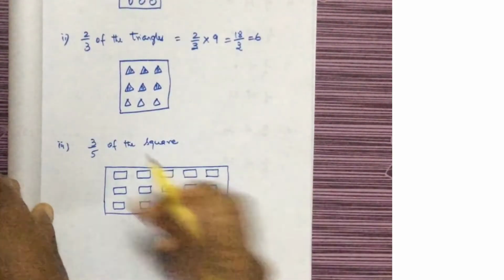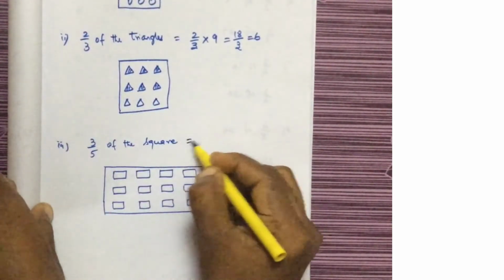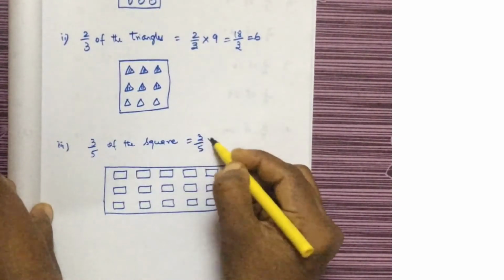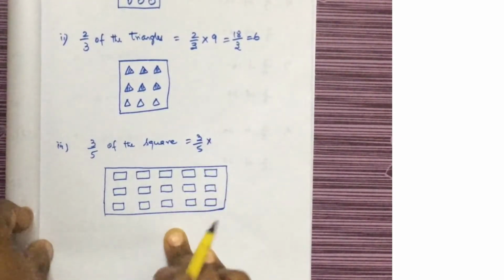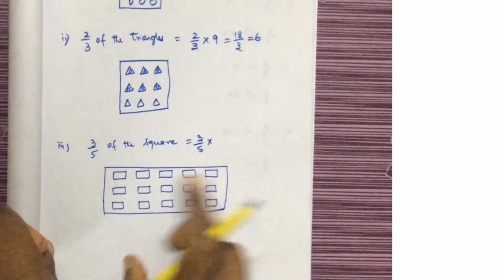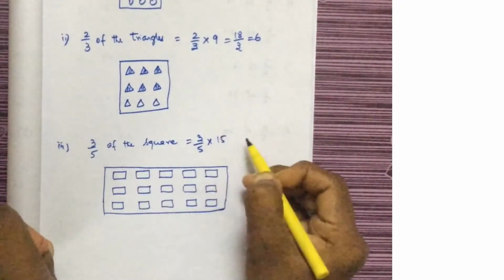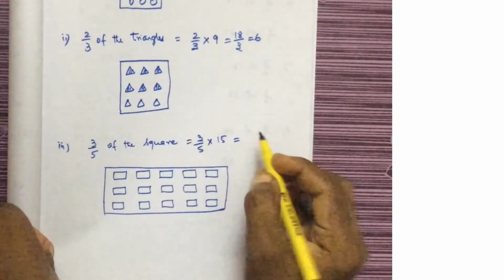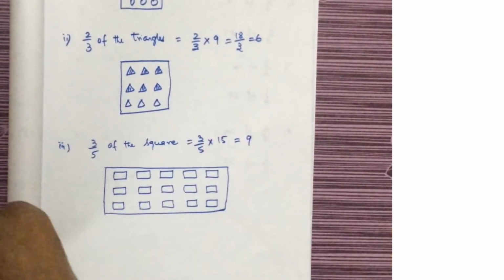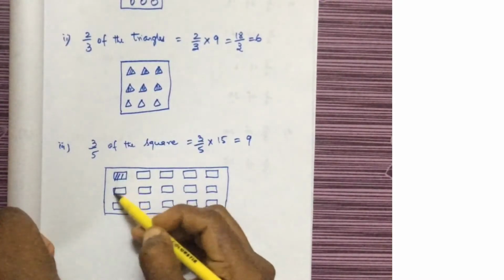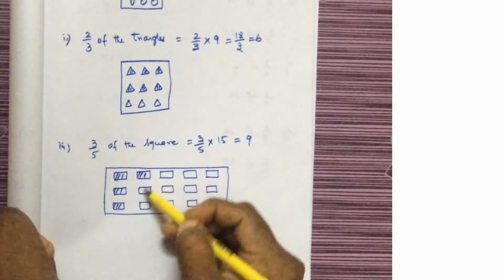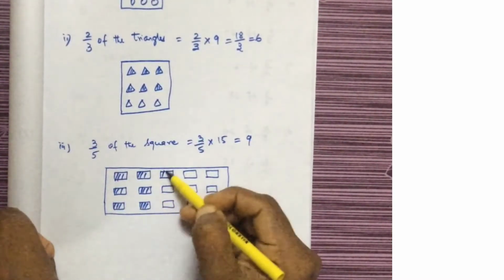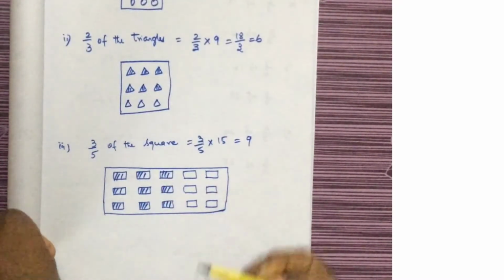The last problem is 3 by 5 of the square, that is equal to 3 by 5 multiplied by, count how many squares are there. 1, 2, 3, 4, 5, here 3, so it is 15. We know that 15 multiplied by 3 is 45, divided by 5 is 9. So 1, 2, 3, 4, 5, 6, 7, 8, 9.